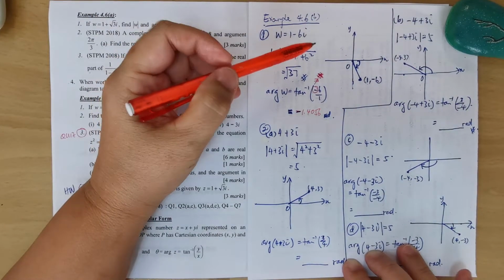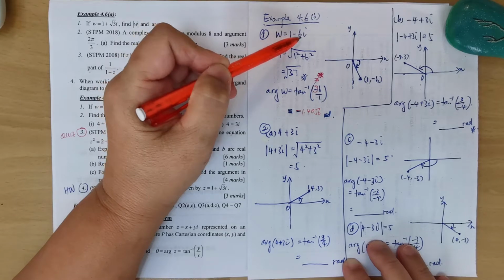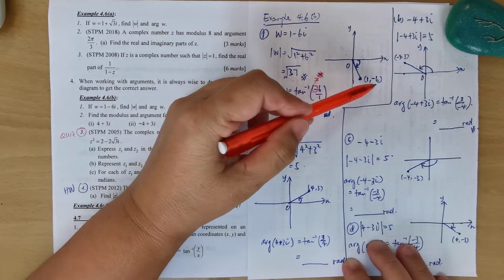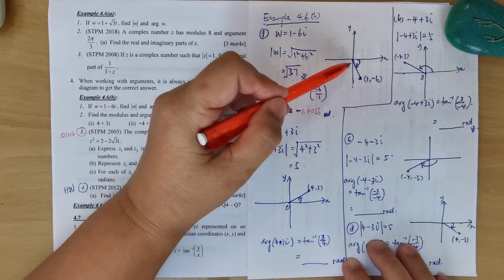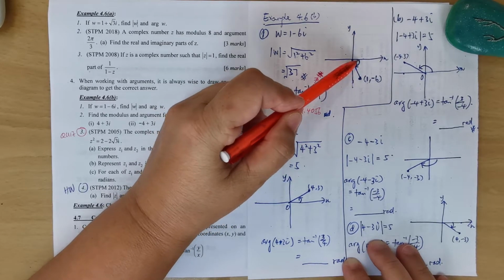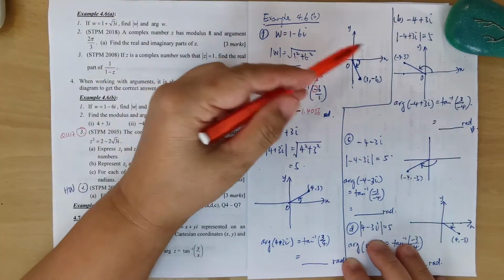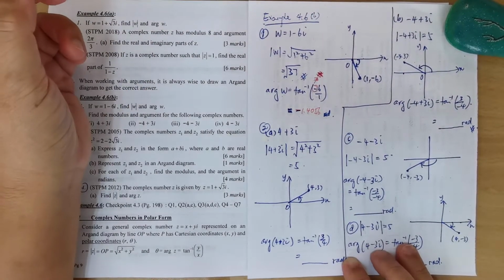So if I sketch the Argand diagram, X is positive 1, Y is negative 6. So positive 1, negative 6 is in this quadrant. When I see that complex number W is in here, definitely the argument is a negative angle. With the diagram, you won't make a mistake.